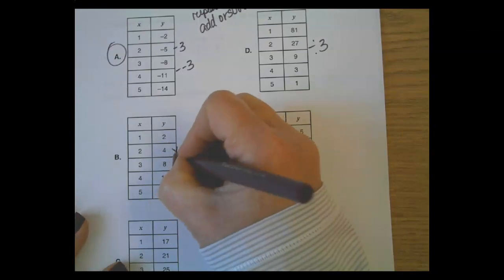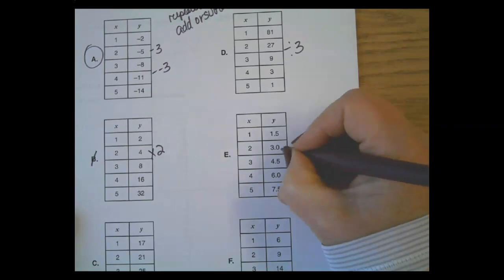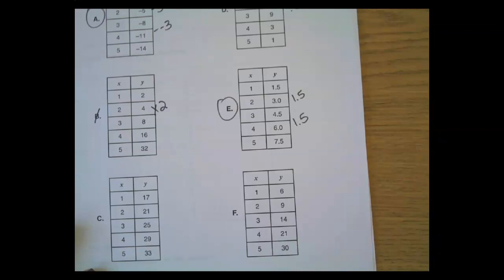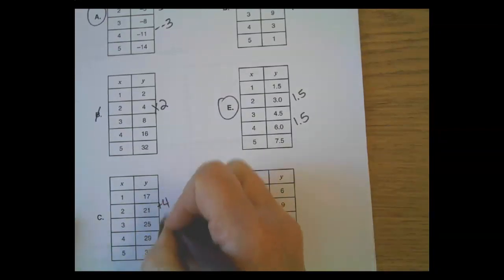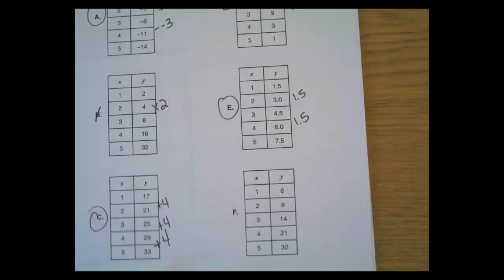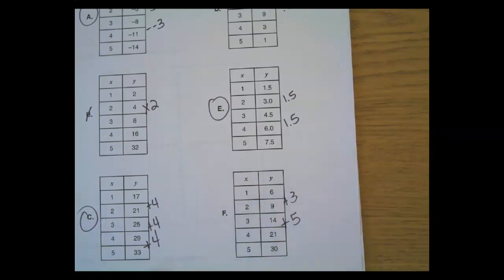B, what am I doing? I'm multiplying by 2, so that doesn't work, so that's a no. This one, I'm increasing by 1.5, so that's a yes. This one, I'm increasing by 4. Is it constant? So yes. And this one, I'm increasing by 3, and then I'm increasing by 5. Oh, so that's not going to work. So it's got to be the constant, repeated adding or subtracting.